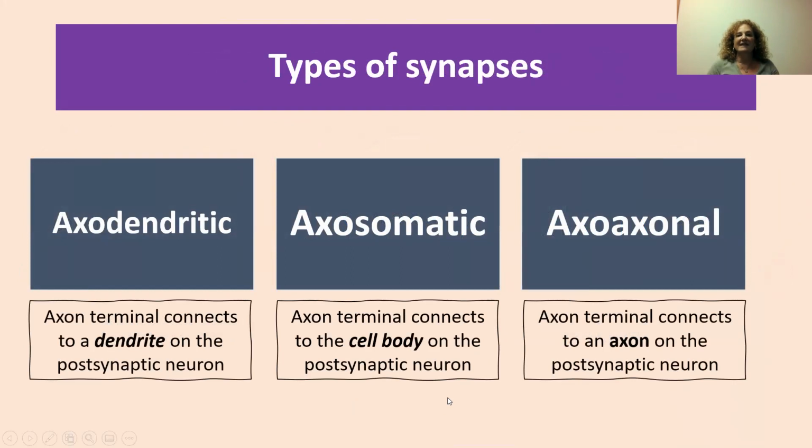There are different types of synapses as far as what is synapsing with what, and therefore they were given specific names. They're easy to understand because the axodendritic is exactly as it sounds. It's from axon to dendrite. Axosomatic would be from axon. Somatic is always cell body, so it's from the axon to the cell body. And axoaxonal is axon to axon.